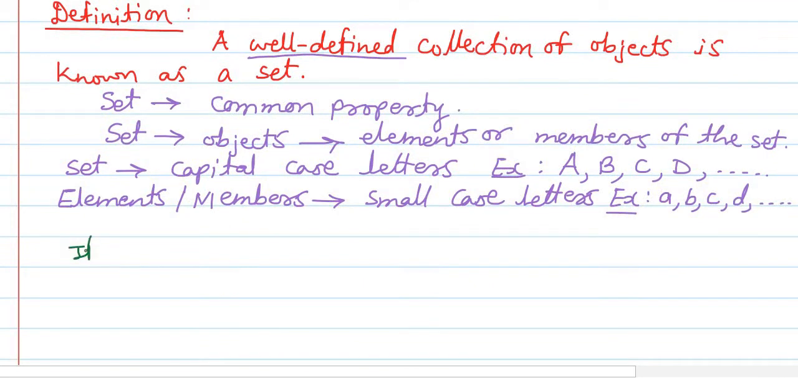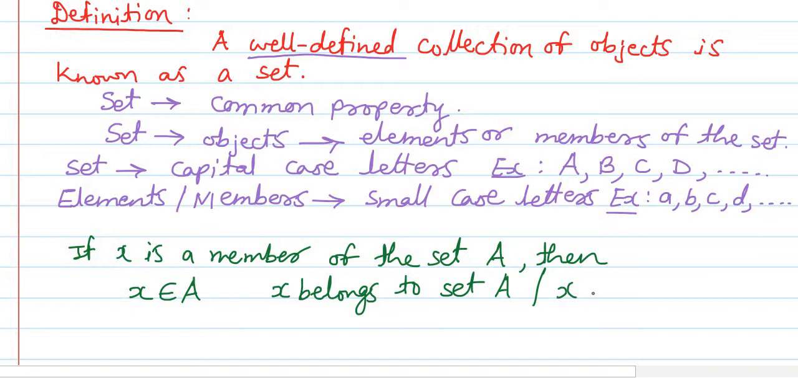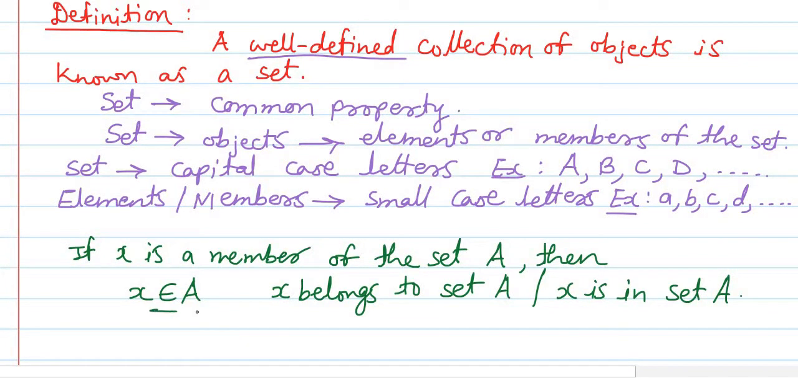Next, if x is a member of the set capital A, then we write this as x belongs to A, and we read this as x belongs to set A, or x is in set A. So in this way, this belongs-to symbol is defined. This belongs-to symbol is called the membership symbol.